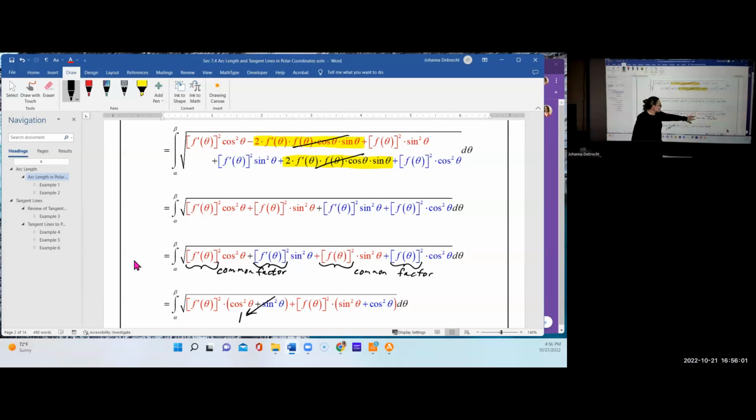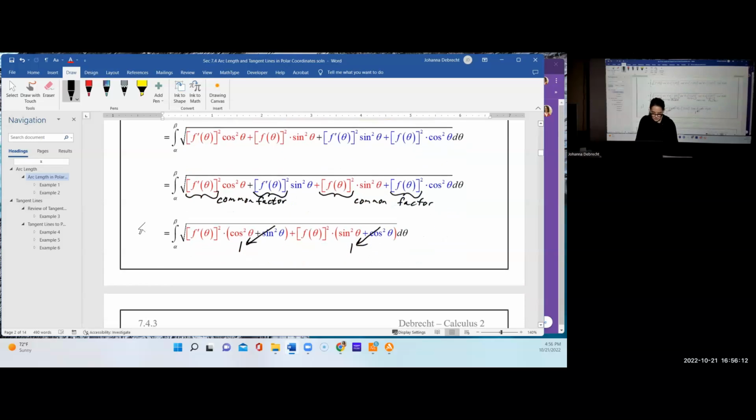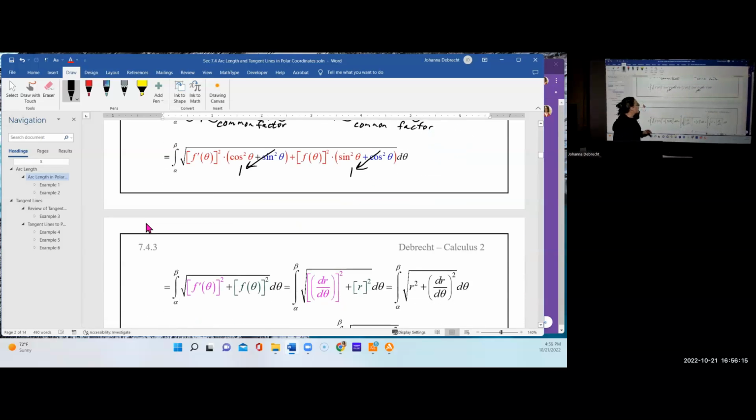Now, on the second one, we factor out the f of theta quantity squared. And again, we get sine squared plus cosine squared. So this second one is going to become 1 as well. That means that our integral, we started with the parametric equation, the square root of dx dt quantity squared plus dy dt quantity squared, where we replace t with theta to write it as a parametric. And we've simplified it down to this point, and we have f prime of theta quantity squared from here, plus f of theta quantity squared from here.